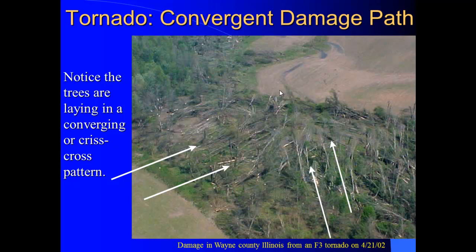So now I want to talk about tornadoes and how their damage path is going to be vastly different from that of a downburst or microburst. Tornadoes have a converging damage path, and this is a great picture to illustrate that. You can see how the trees are almost lying in a crisscross pattern here. The trees over on this side are lying more in a southwest to northeast orientation. The trees over here are lying more in a south-southeast to north-northwest orientation. So the tornado probably went someplace right through the middle of the picture here.